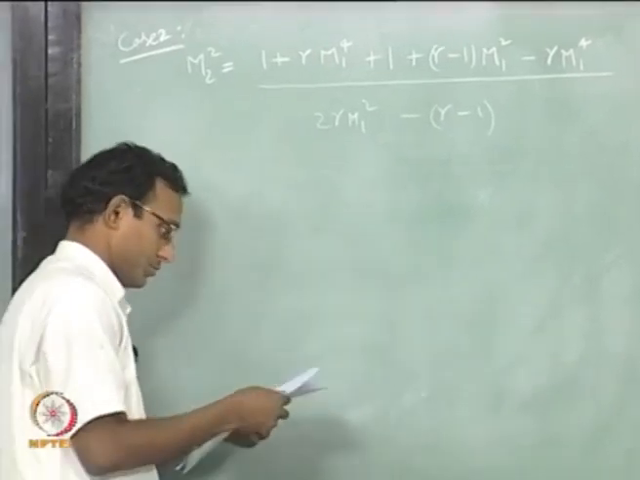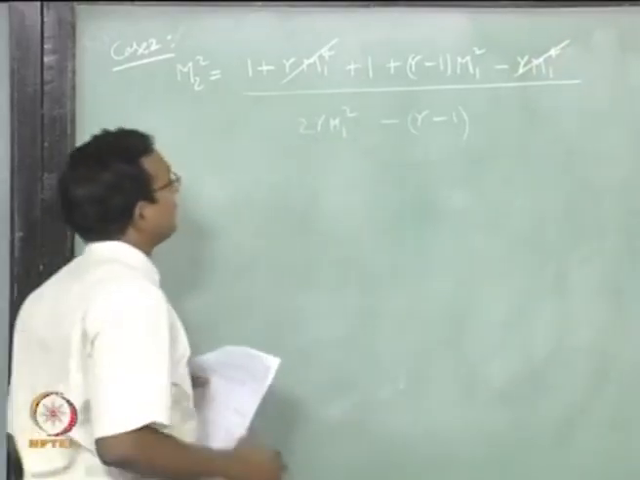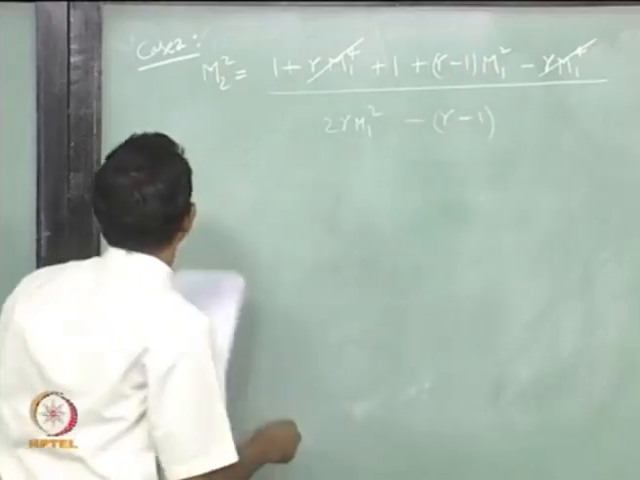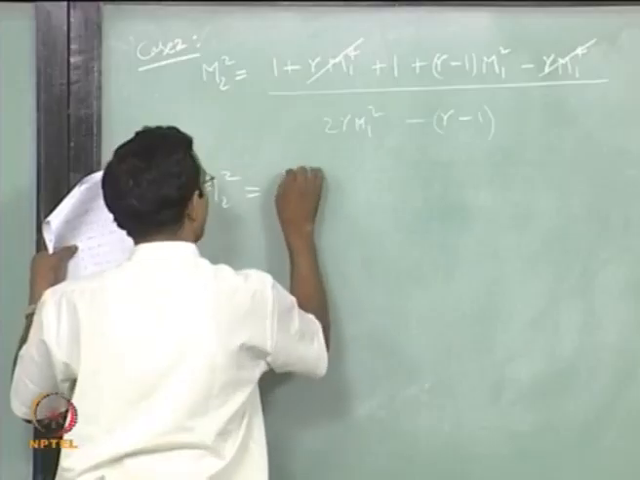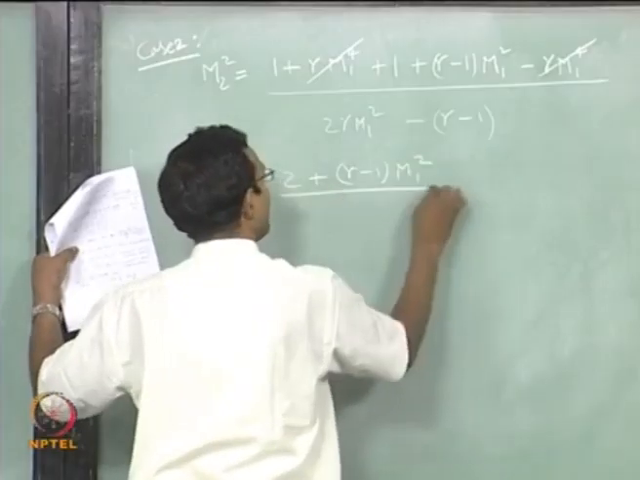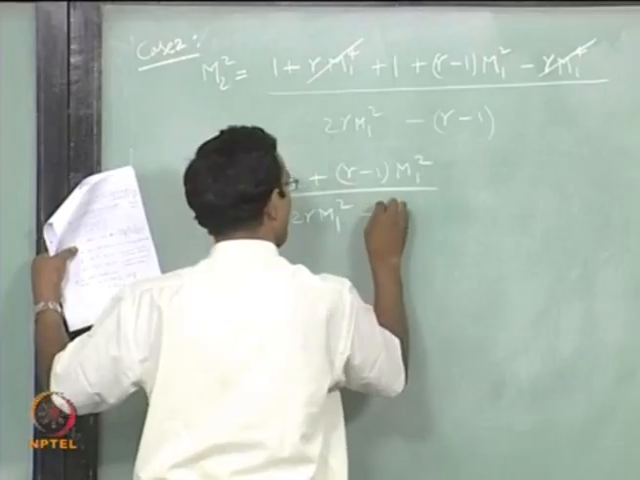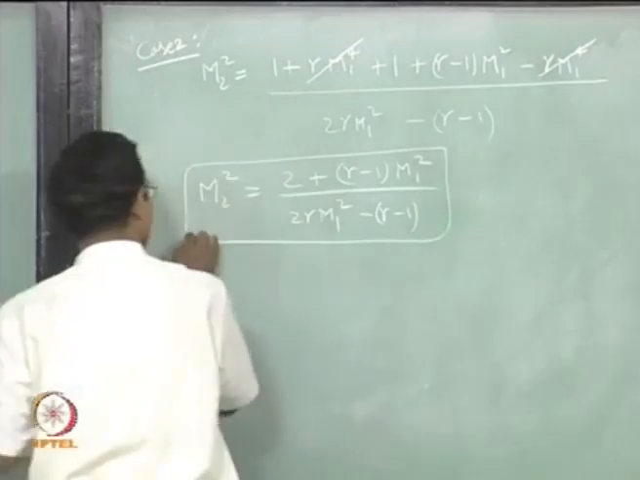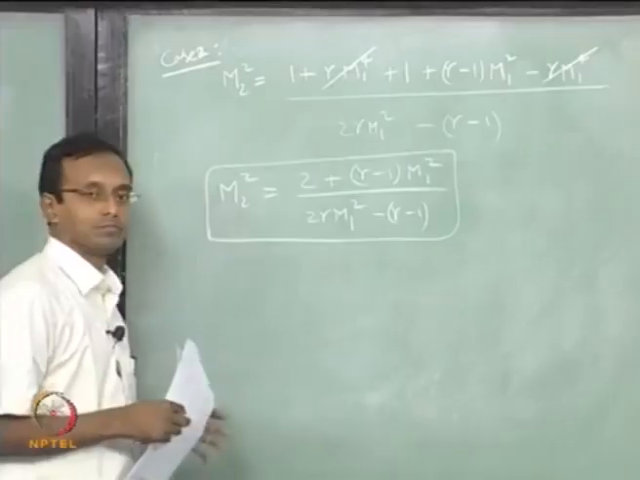This is my case 2. Here gamma m1^4 will get cancelled and all the remaining terms remain. It will become 2 plus (gamma minus 1) m1 square. So, m2 square equals 2 plus (gamma minus 1) m1 square, divided by 2 gamma m1 square minus (gamma minus 1). Cannot be simplified anymore, this is just your relation between m1 and m2.